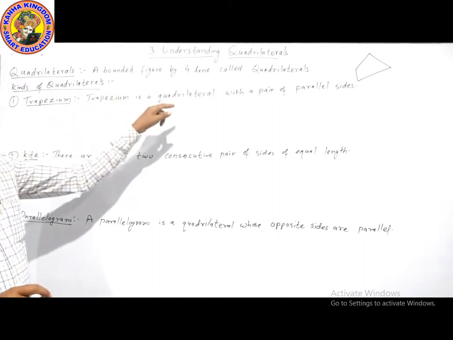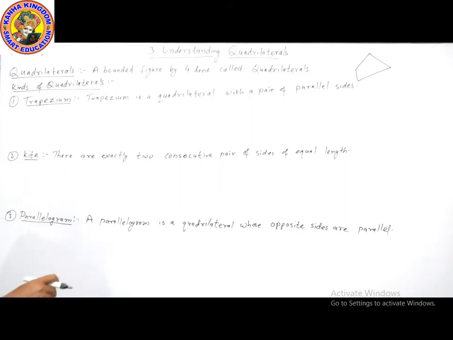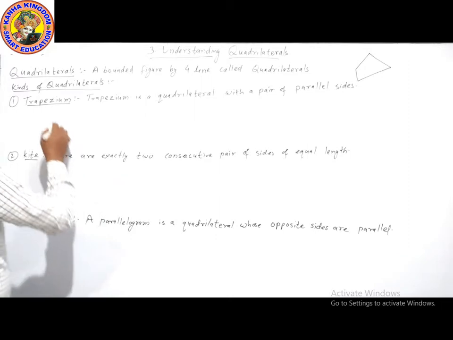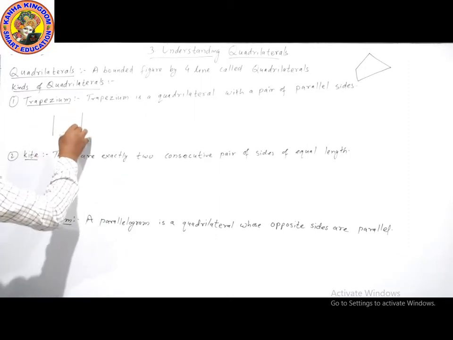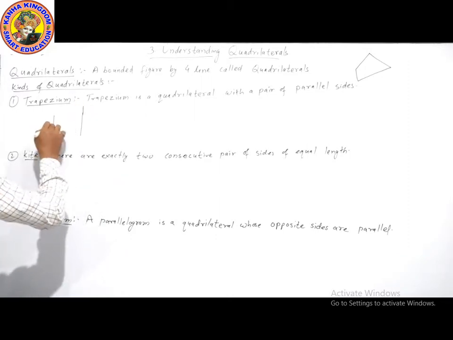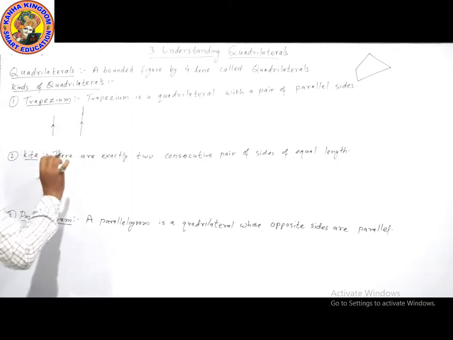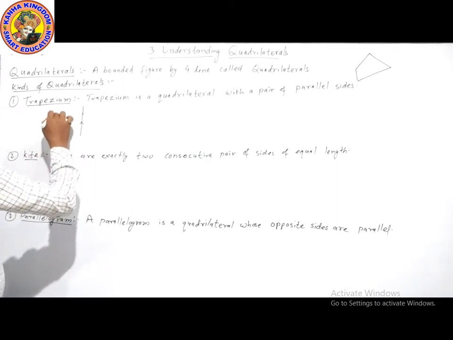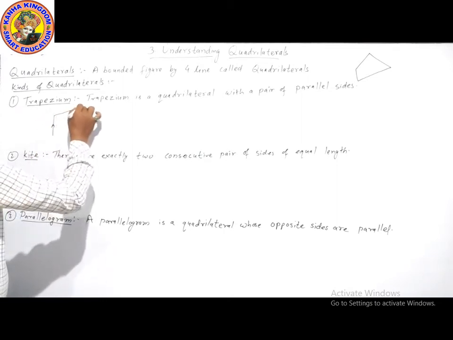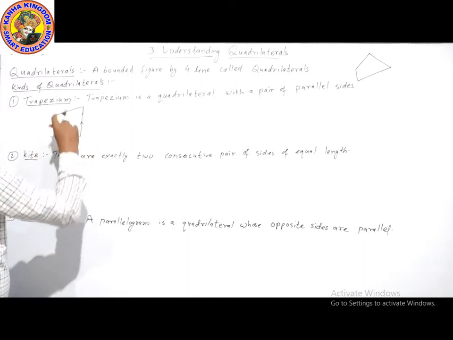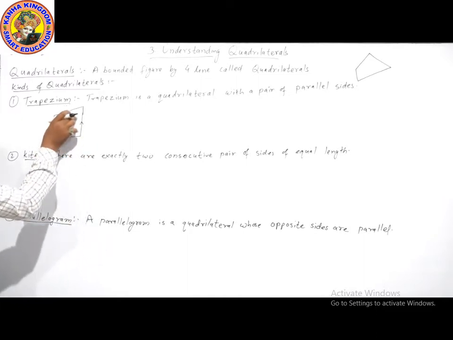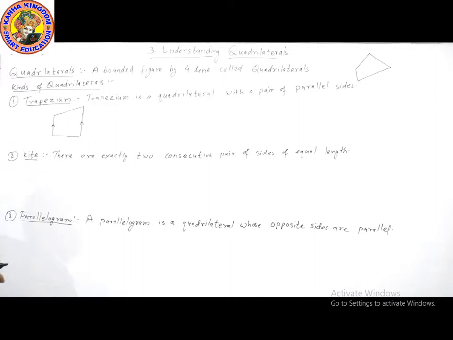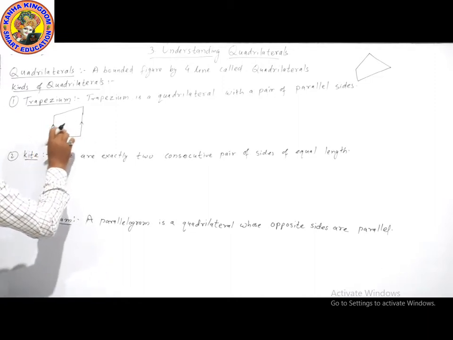A trapezium is a quadrilateral with a pair of parallel sides. One of the pairs are the parallel lines. These are the parallel lines, denoted by this, and the other sides are these. These are not parallel. These are the parallel sides. What is a parallel side? The sides whose distance between them is fixed.